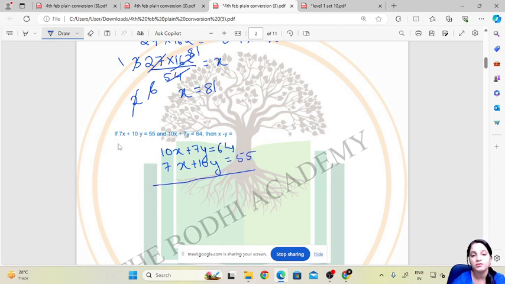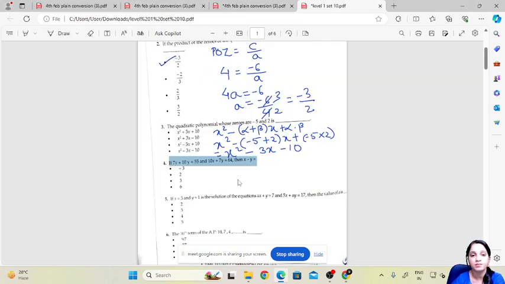See, here we want x minus y, right? So here we want a minus sign, and when we will get that minus sign? When we have a greater number here, so we have to change the sign, we'll subtract. 10 minus 7 is 3x, 7 minus 10 is 3y, equal to 9. So when I take 3 common, x minus y is equal to 3. So x minus y is 3, is the answer.